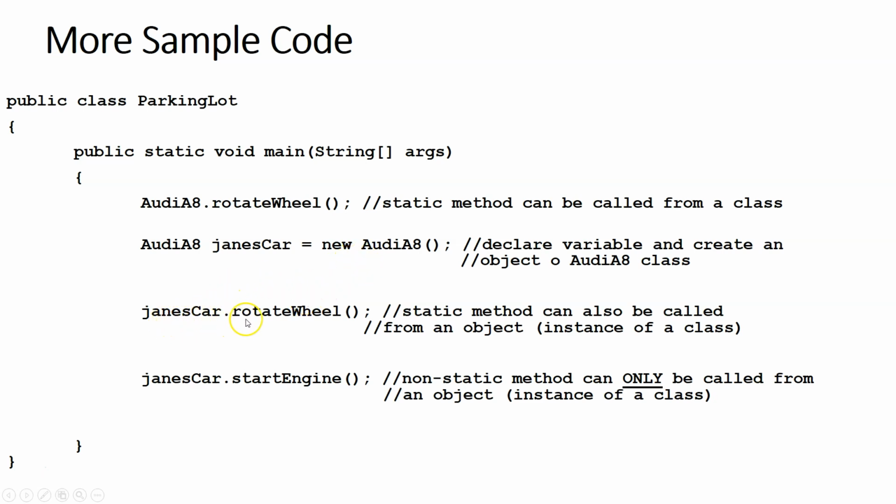Then we're calling janesCar.rotateWheel. Even though rotateWheel is a static method, we can still call it from an instance. And then we're also calling startEngine. startEngine is a non-static method, so we can only call this from an instance.